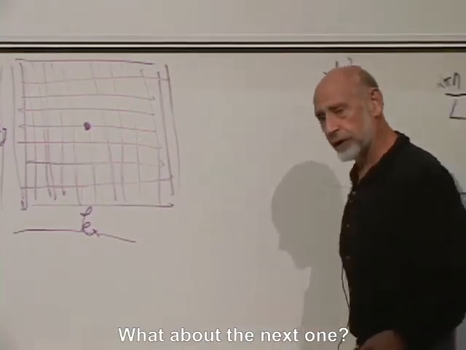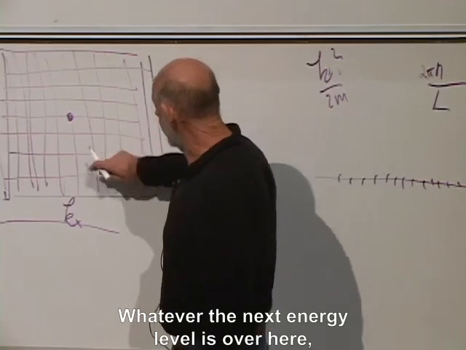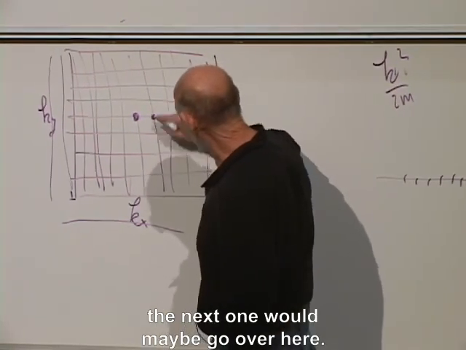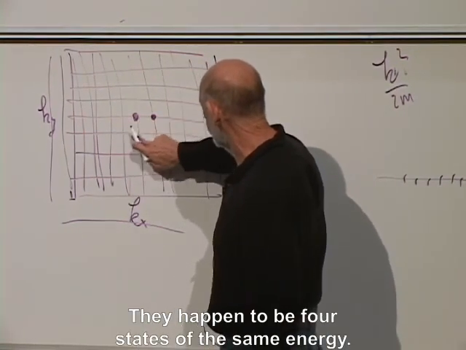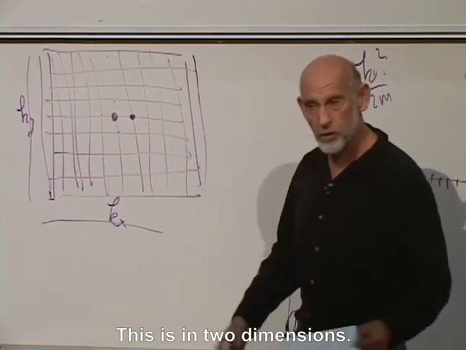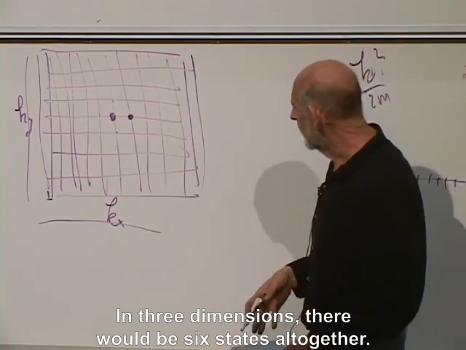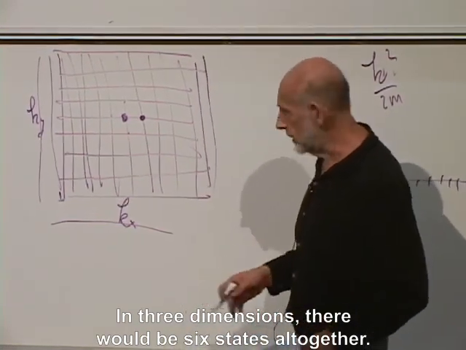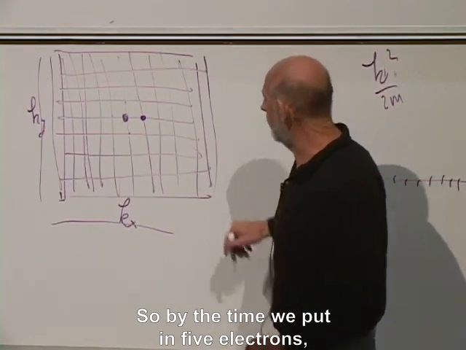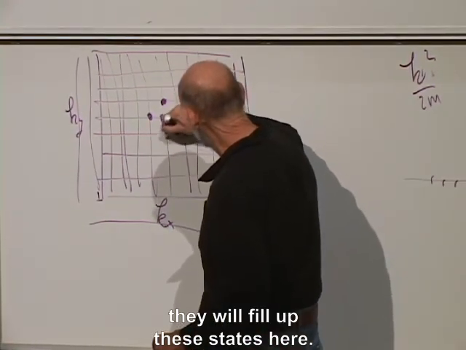What about the next one? Whatever the next energy level is, over here, the next one would maybe go over here. There happen to be 4 states of the same energy. So we could put it here, here, here, or here. This is in 2 dimensions. In 3 dimensions, there would be 6 states altogether. So by the time we put in 5 electrons, they will fill up these states here.